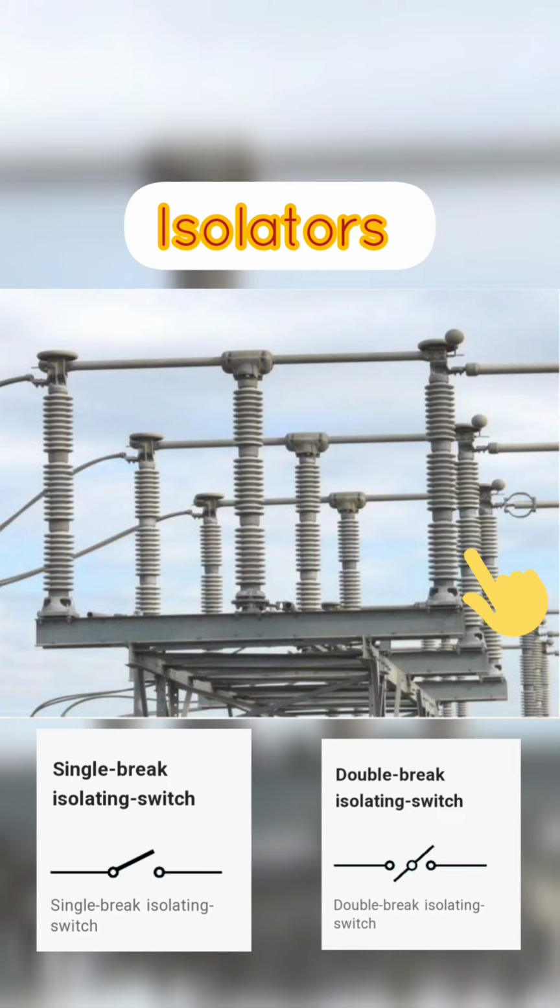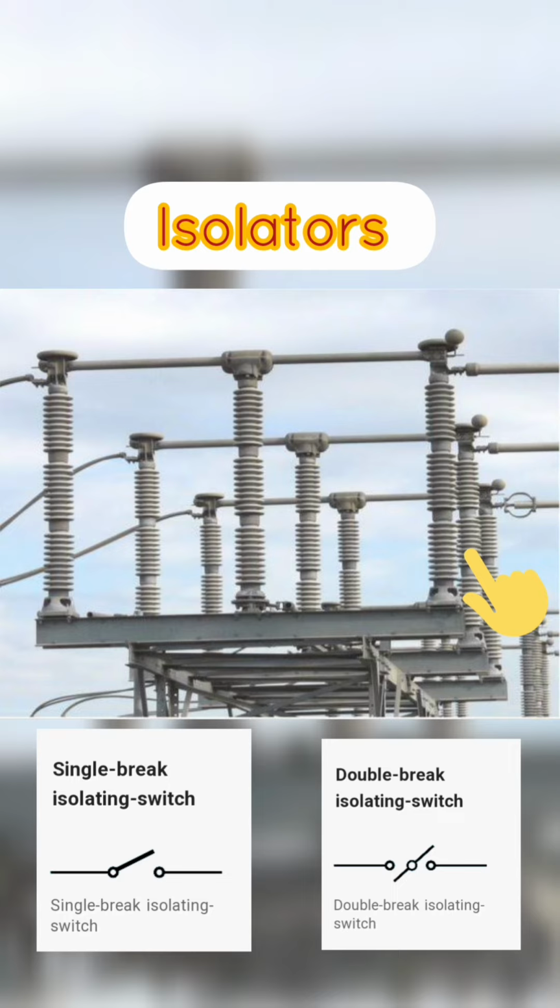The symbol for an isolator typically consists of a rectangular box with a diagonal line running through it. The diagonal line represents the isolation function of the isolator, with the contacts on either side of the line indicating the open or closed position of the isolator. The position of the diagonal line in the box indicates the direction of the isolator's operation.